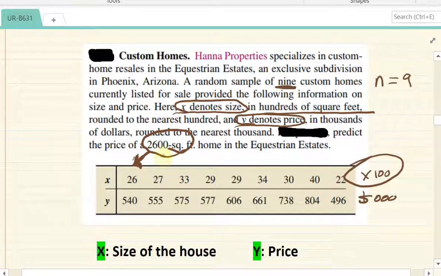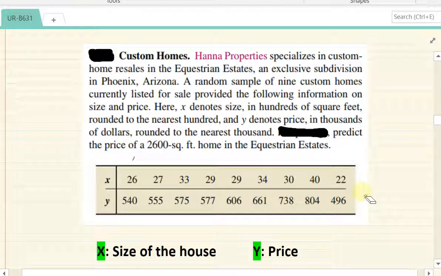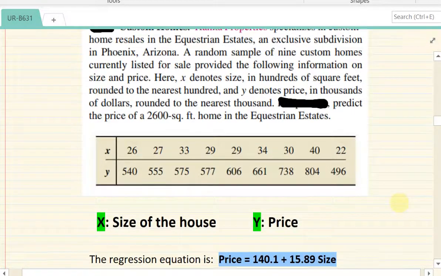One interesting thing though: we're about to predict the average price of a home that's 2,600 square feet in that state. The actual price is $540,000. So we're going to see what our regression model predicts. Remember this, 540,000. I'll try to remember that number. Okay, so we're going to continue on.